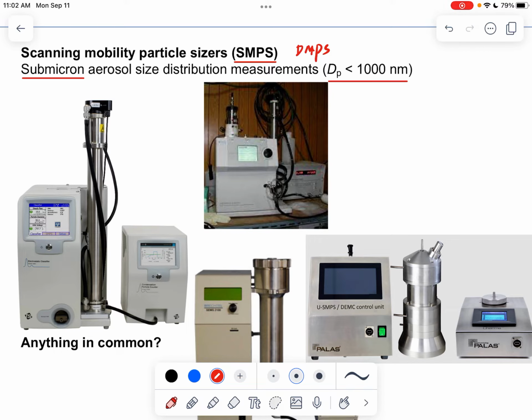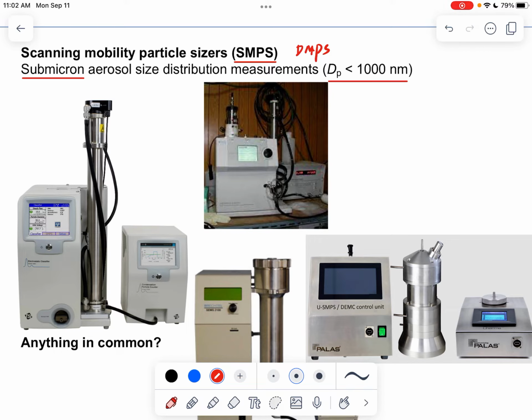Submicron aerosols are very important because they dominate the number concentration of aerosols suspending in our air. The particles of larger sizes settle down more easily or get impacted or lost more easily. But these submicron aerosols can suspend in the air for a long time.